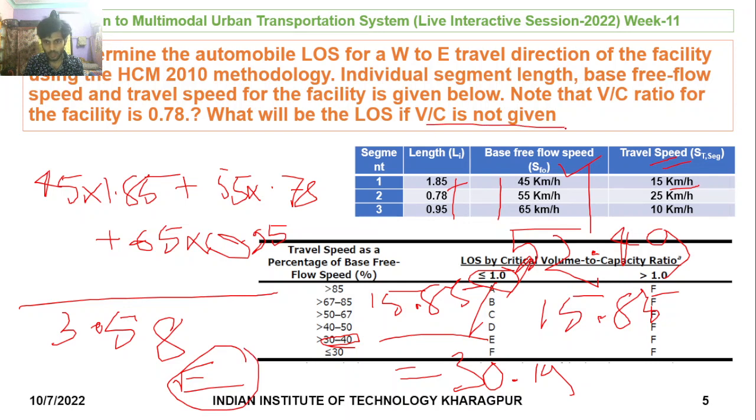And if your V by C is not given, then it is very difficult to calculate. If it is greater than 1, then it is F. If it is less than 1, then it is E. So you cannot surely say what the LOS would be. So you need your V by C ratio to be given. If it is not given, it may be E, it may be F also, right? But if it is less than 30, then whatever your V by C is, we can say that it may be this or this, because both are F.